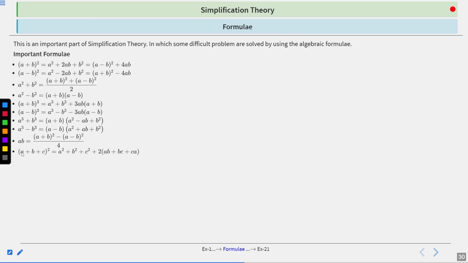Next one. (a plus b plus c) whole square equals a square plus b square plus c square plus 2 times of, in the bracket, ab plus bc plus ca. Next one. a cube plus b cube plus c cube minus 3abc equals, in one bracket, a plus b plus c, in another bracket, a square plus b square plus c square minus ab minus bc minus ca. If a plus b plus c equals 0, then we can say that a cube plus b cube plus c cube equals 3 times of a into b into c.